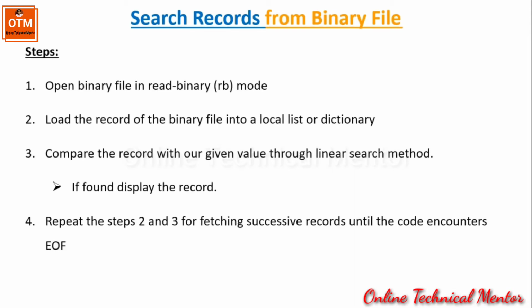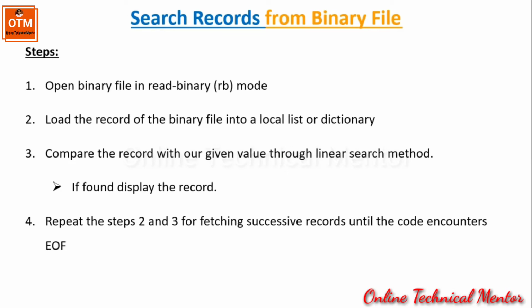Now look at the steps for searching a record in a binary file. First of all, we have to open the binary file in binary read mode, that is RB mode. Next, load the record of the binary file into a local list or dictionary. Compare the record with our given value through the linear search method. If found, display the record. Next, repeat steps 2 and 3 for fetching successive records until the code encounters end of file.